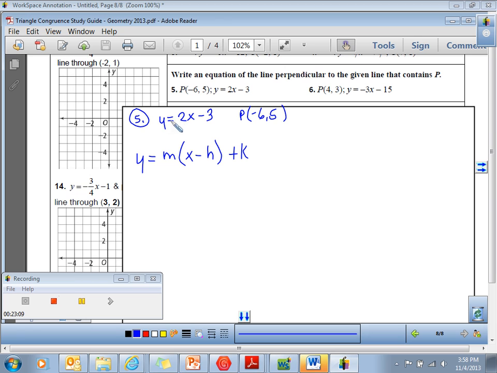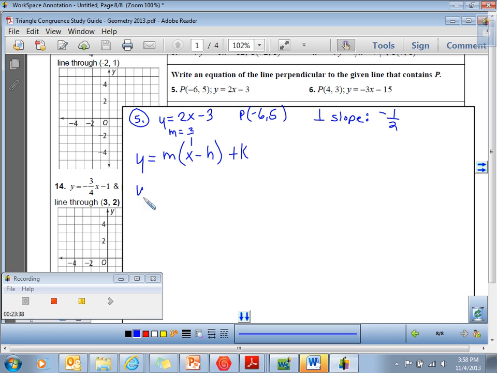First of all, what's the slope for this line here? The slope is 2, or 2 over 1. So for the perpendicular slope, what's it going to be? It's 2 over 1, so you write the reciprocal, 1 over 2, and this is positive, so this will be negative. So that's your perpendicular slope.